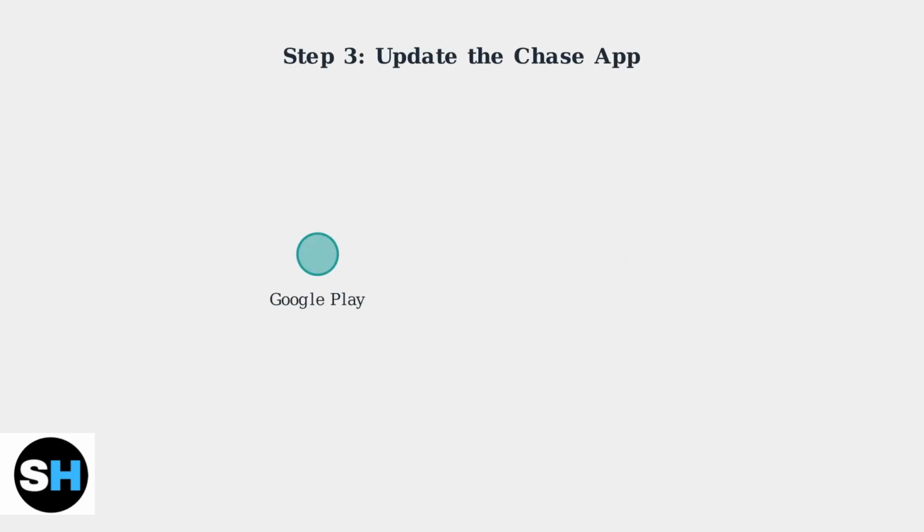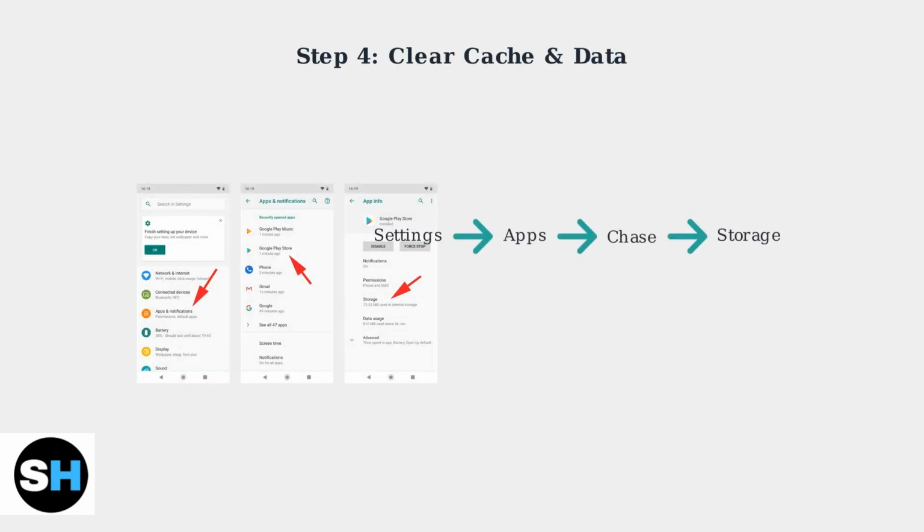Make sure you have the latest version of the Chase app installed from the Google Play Store or Apple App Store. Updates often include important bug fixes and performance improvements. Clear the app's cache and data to resolve performance issues. On Android, go to Settings, then Apps, find Chase, and select Storage to clear cache and data.